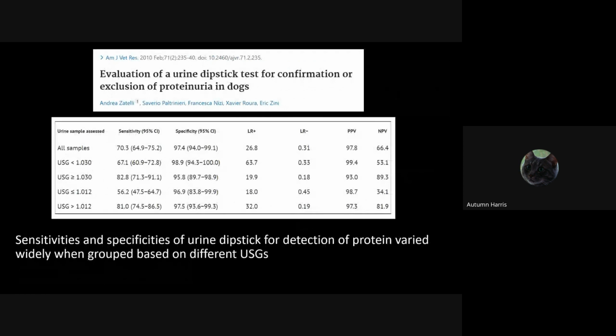And then one of the other papers that looked at this came out in 2010, looking at urine dipstick for confirmation of proteinuria. They categorized patients by different urine-specific gravity categories and then determined the sensitivity and specificity of the dipstick within those specific gravities for predicting the UPC. The sensitivities and specificities of the urine dipstick for the detection of protein varied pretty widely depending on which group of urine-specific gravities you were in, indicating that urine-specific gravity may affect our protein concentrations when looking at dipsticks.